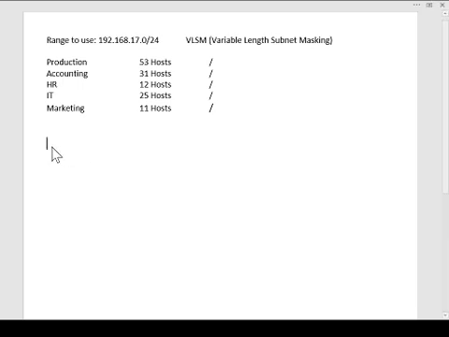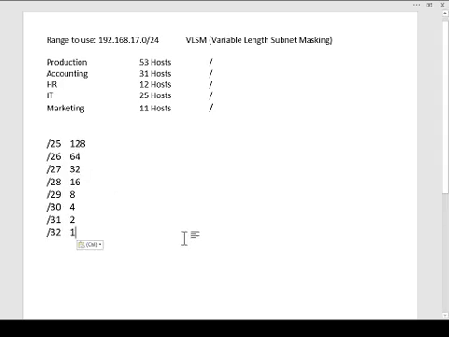In the meantime, I am going to drop the chart in here so we can get started. You happen to look at production. We already realized production needs 53 hosts. Well, the first one that's going to work in this one is a /26, giving us 64 IP addresses. Okay, let's start out with 192.168.17.0. You'll understand where I'm going here shortly because we're going to go up by 64.